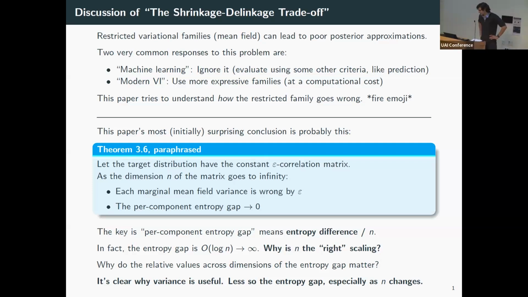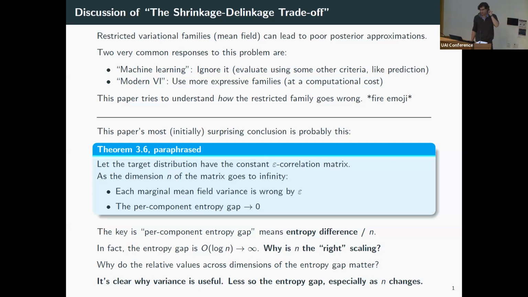Yeah, great. Thank you, Ryan. And I do want to say Ryan Giordano has done amazing work on variational inference and correcting for error in mean field approximations. So I can't recommend his papers on the subject highly enough. So with that, thanks for the detail.